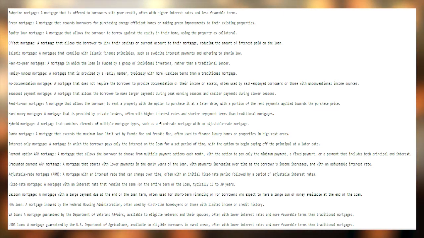FHA loan, a mortgage insured by the Federal Housing Administration, often used by first-time homebuyers or those with limited income or credit history. VA loan, a mortgage guaranteed by the Department of Veterans Affairs, available to eligible veterans and their spouses, often with lower interest rates and more favorable terms than traditional mortgages.